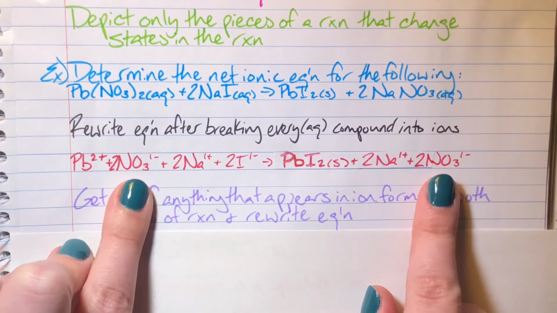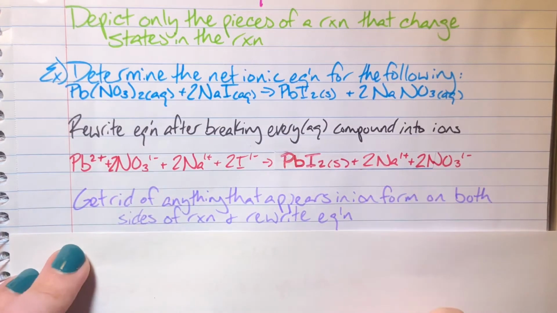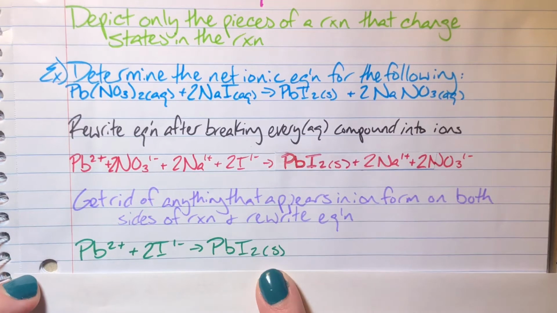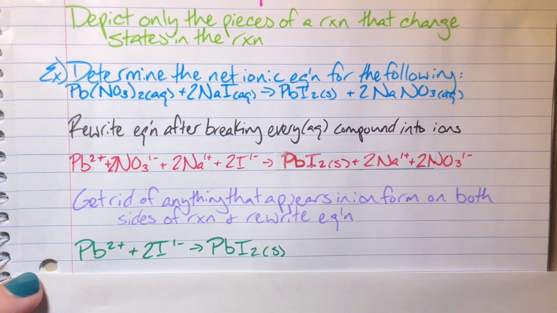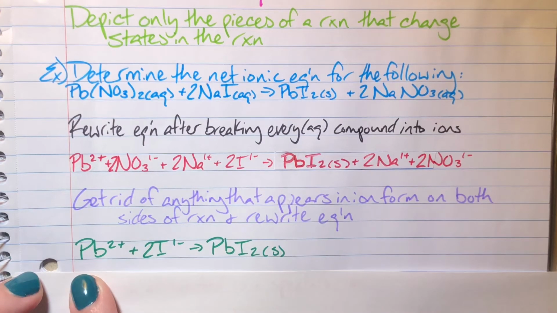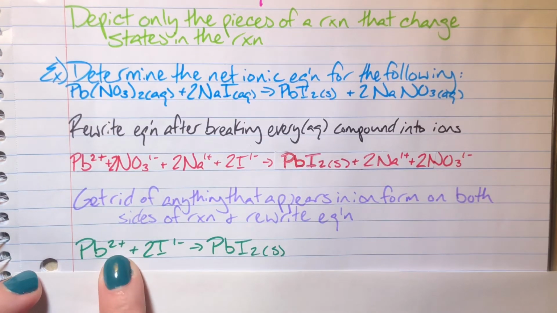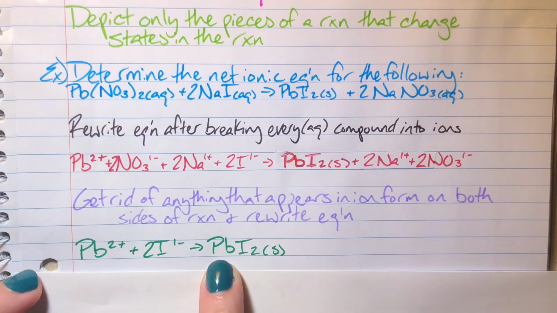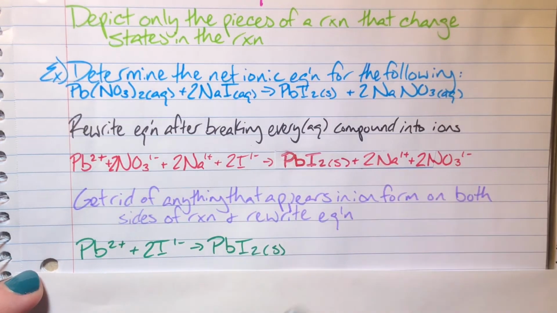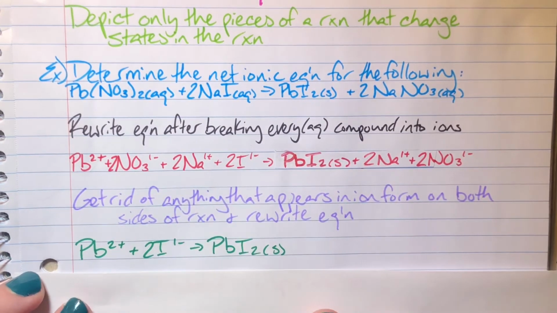So that means that that's going to disappear. And I see sodium and sodium as ion forms, so those are also going to disappear. I just have to rewrite the ions that did not change states. They didn't go from aqueous to solid. I will just rewrite them without those, and this will be my net ionic equation. So I will have Pb positive 2 plus 2 I negative 1 going to PbI2, and that is a solid product. And again, all I did was get rid of everybody that appeared the exact same way on both sides.